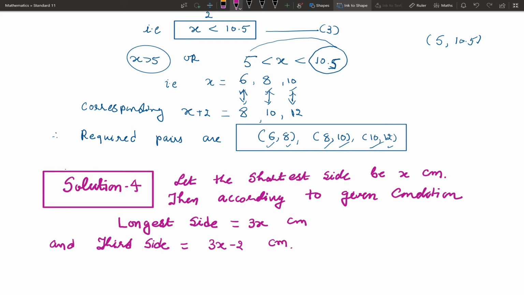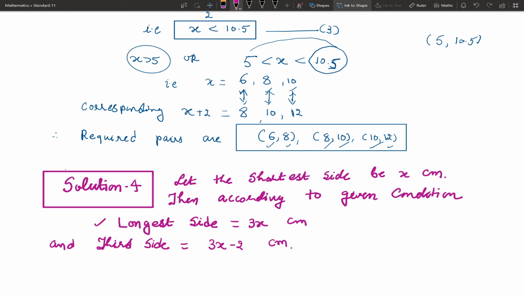So we suppose the shortest side is x centimeters. Now we are given the longest side is 3 times the shortest side, so the longest side will be 3 times x. According to the given condition, the third side is 2 centimeters shorter than the longest. The longest is 3x, 2 shorter, so 3x minus 2 will be the length of the third side.